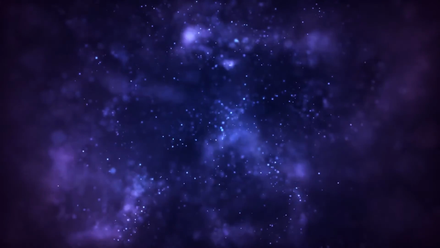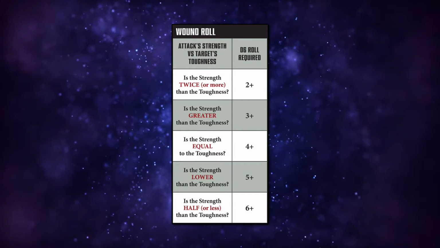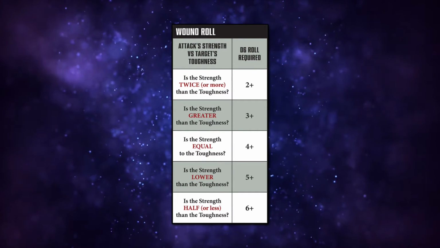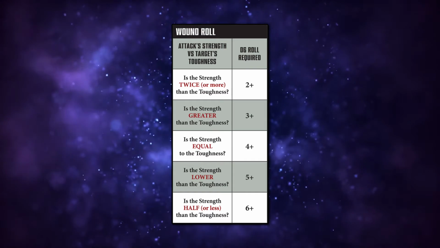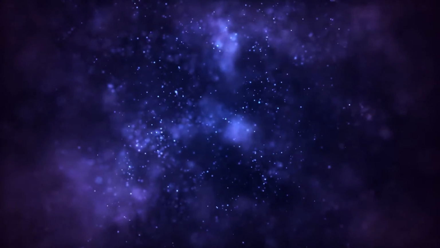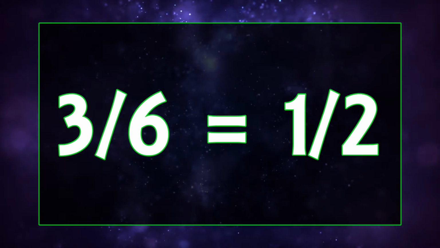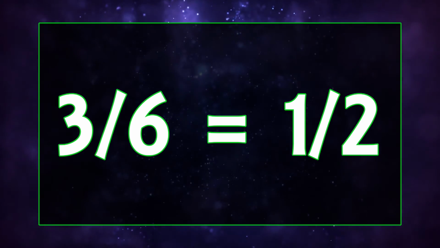With that first hurdle over, we've now got a roll to wound, and with the bolt gun's strength of 4 against the Chaos Marine's toughness of 4, we need a 4 up to get to the last hurdle. Now, 4 ups are the easiest of the bunch, because you can split straight down the middle, a 3 over 6 chance, better known as 1 in 2.